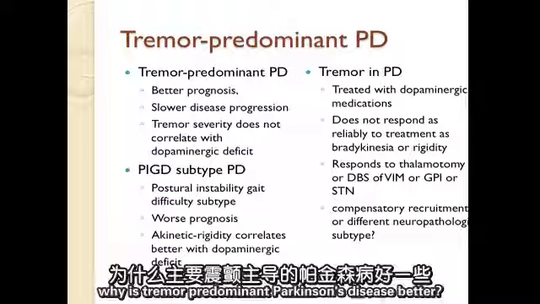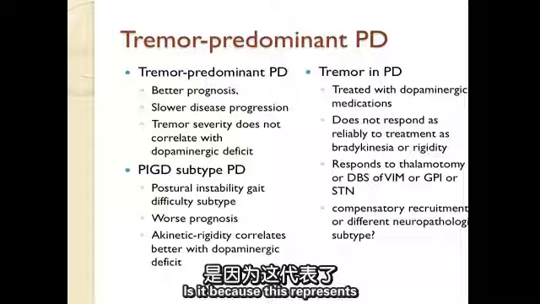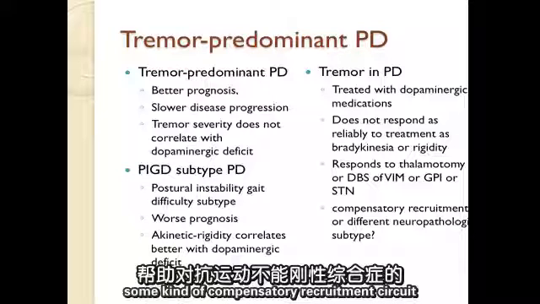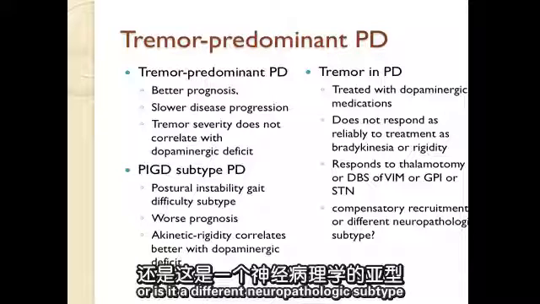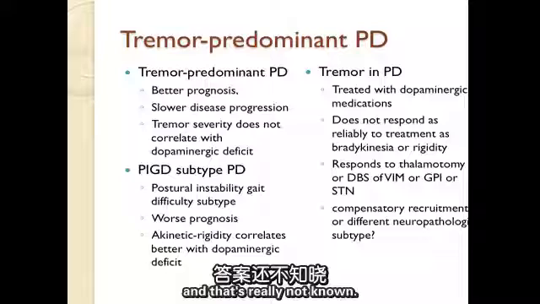And there's a debate on why tremor-predominant Parkinson's disease is better. Is it because this represents some kind of compensatory recruitment circuit that protects against the akinetic rigid syndrome, or is it a different neuropathologic subtype? And that's really not known.